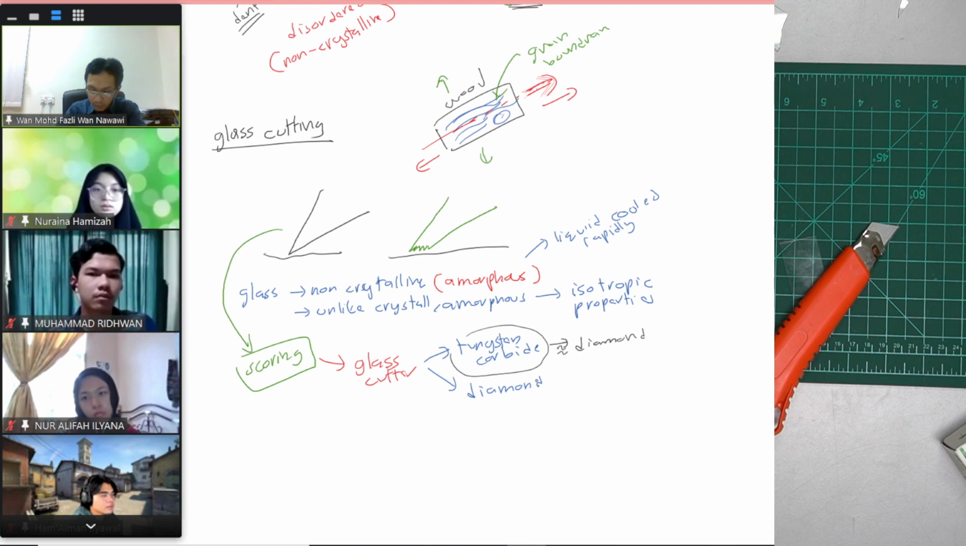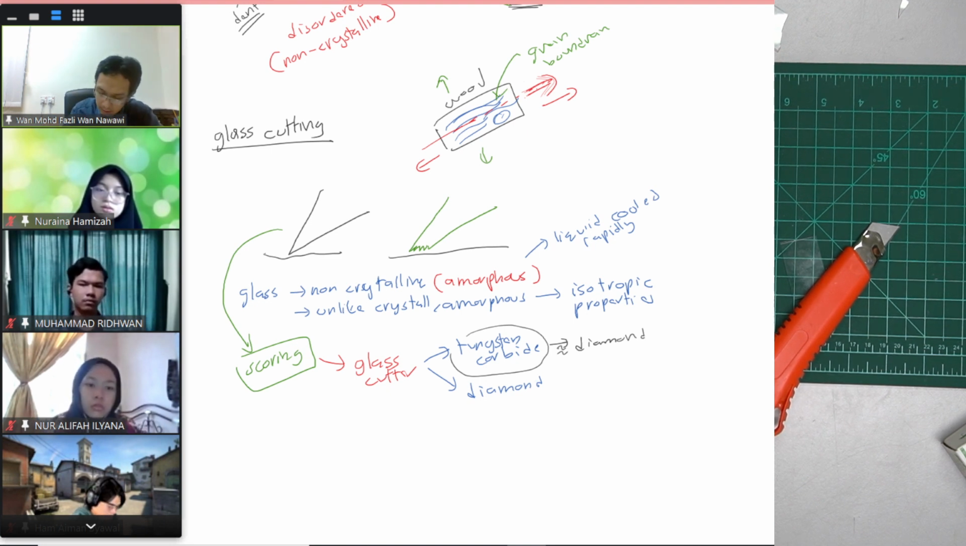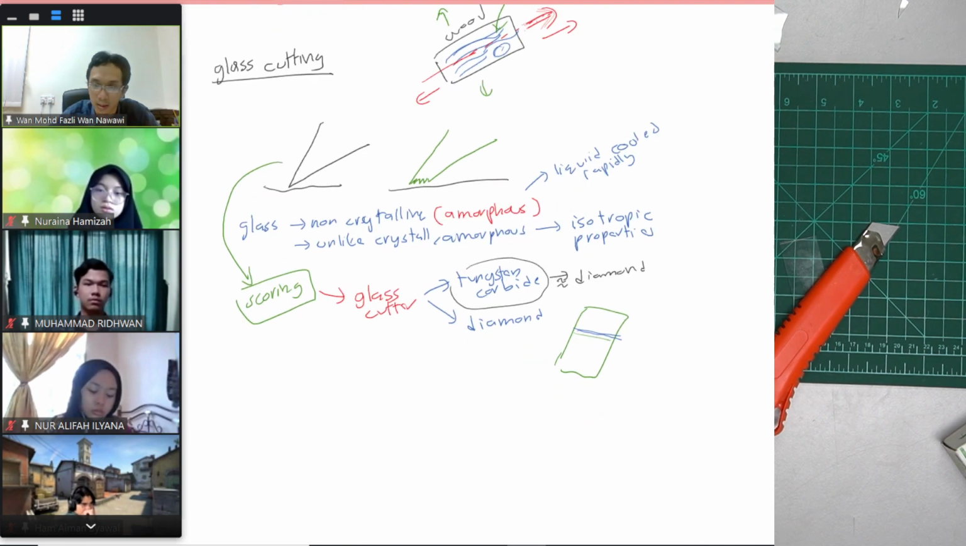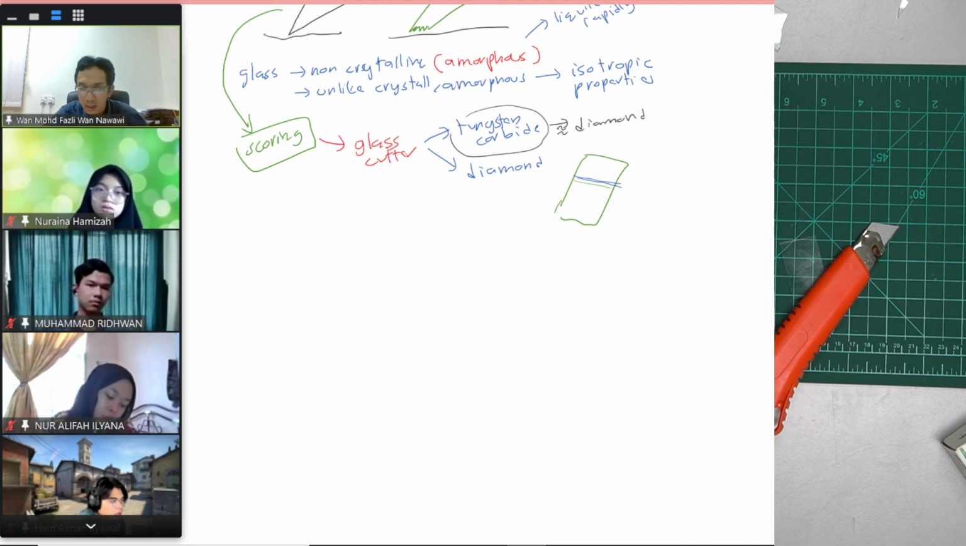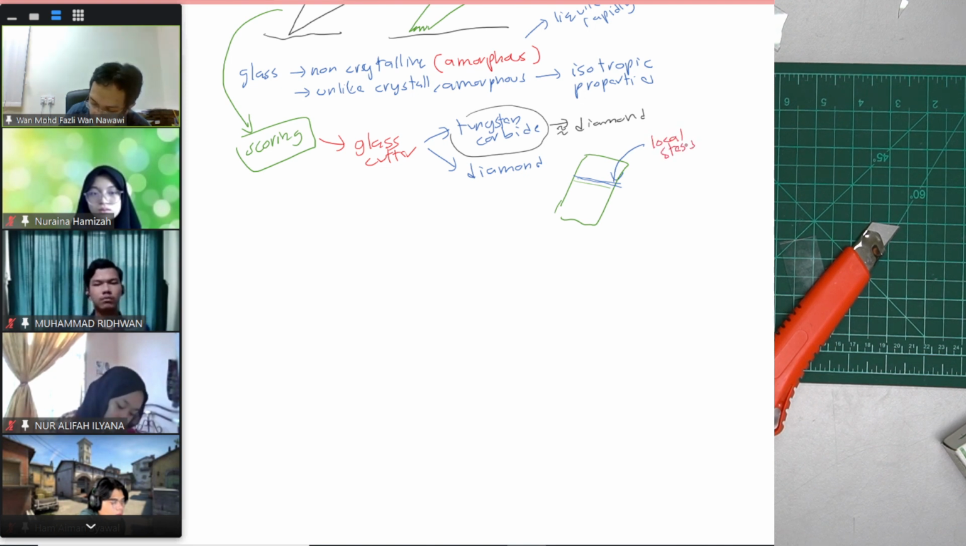So that is scoring. When you make a scoring line on, for example, this glass, and then you put the knife there, you induce local stress on that particular place.